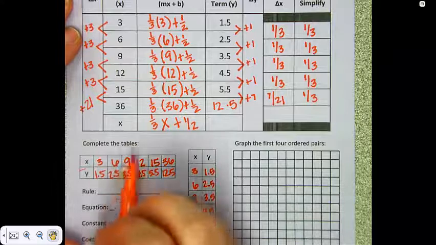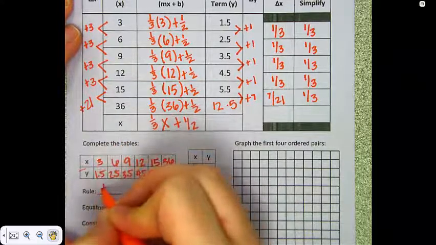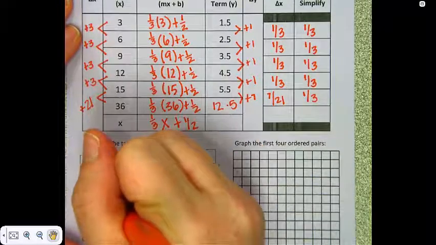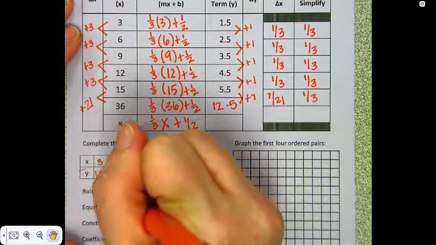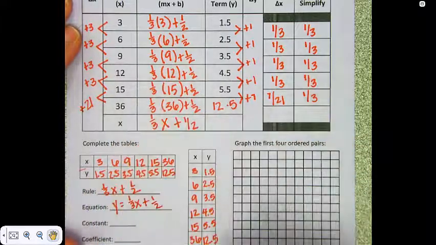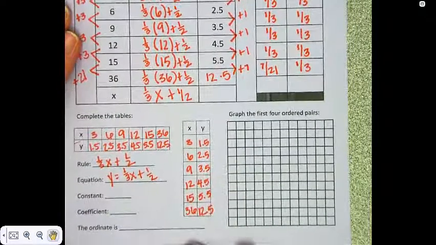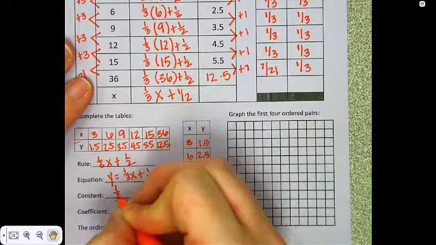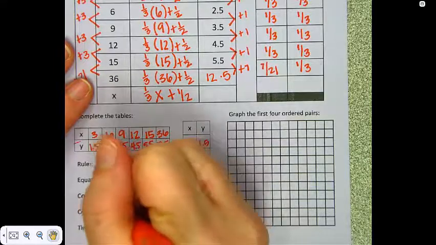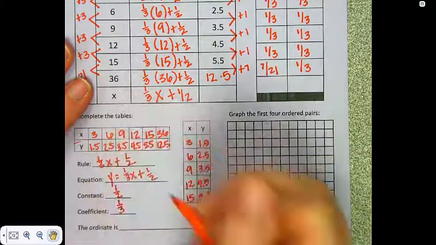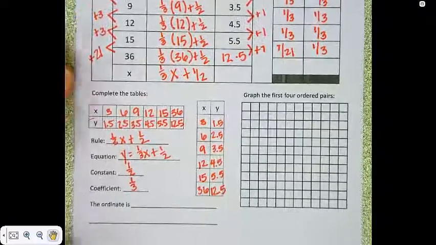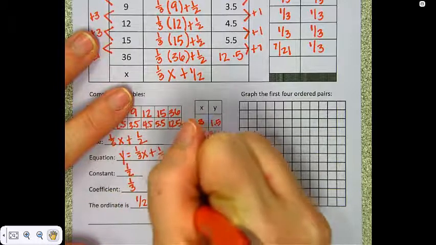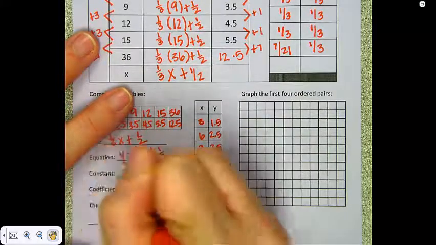Okay, so our rule is what we got here in our last process column, 1/3 x plus 1/2. My equation is the same thing except it's going to have y equals 1/3 x plus 1/2. The constant is the number added or subtracted to the end of the rule, so that's going to be 1/2. The coefficient is the number in front of x, or my delta y over delta x, which we said was 1/3. And then if we're going to write it out in words, we're going to say the ordinate is 1/2 more than 1/3 the abscissa.